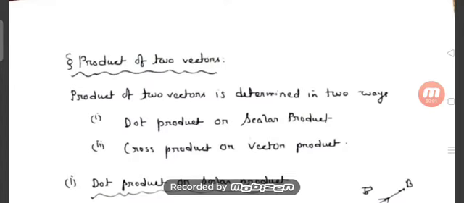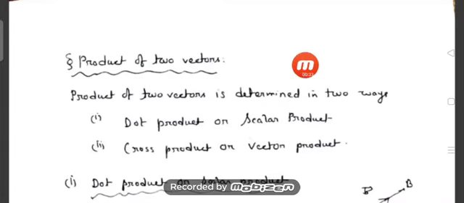Hello student, we have already started vector algebra and there we have discussed addition of two vectors, subtraction of two vectors, and then also multiplication of a vector by a scalar. There also we have discussed their component form and position vector. All these things we have already completed. So today I will start the product of two vectors.